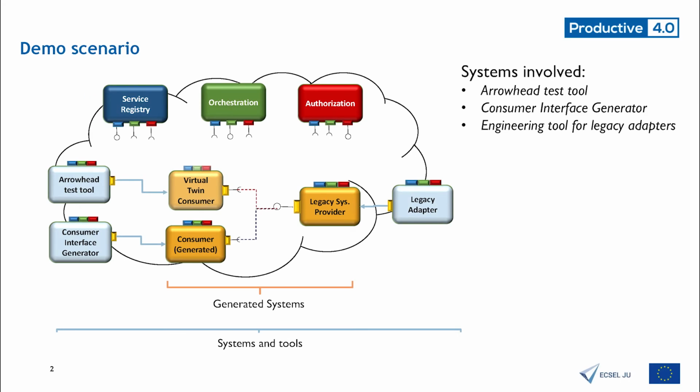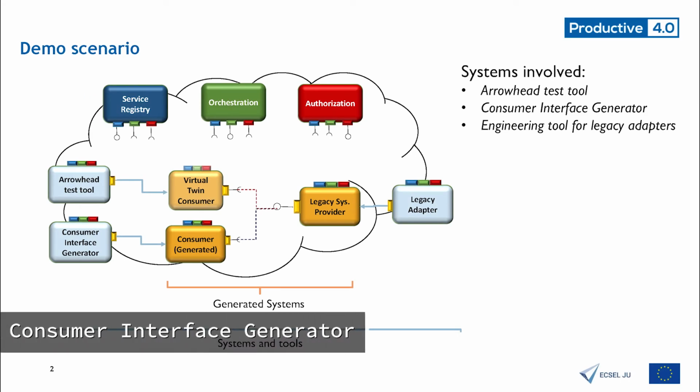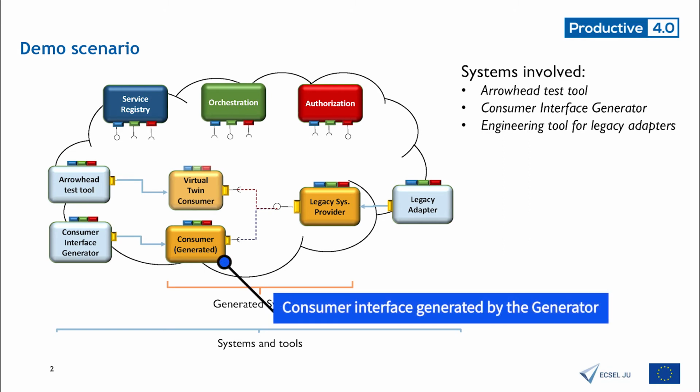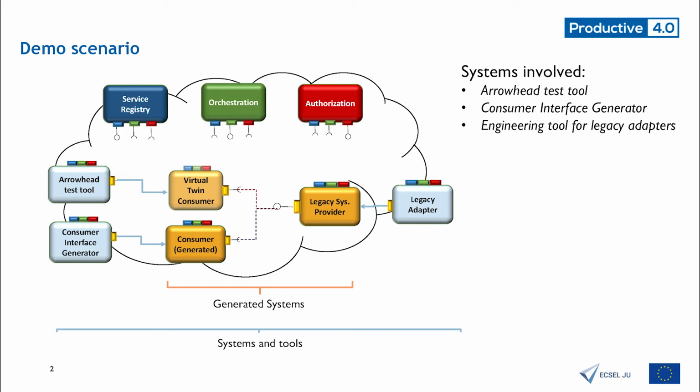Hi, I'm Cristina from LTU. I'm going to present the consumer generator system, a system designed to solve interoperability issues at runtime via the autonomous generation of consumer interfaces. It talks with the Arrowhead core system to get the necessary information. In this case, we are going to generate a consumer interface capable of consuming the service from the legacy system provider already presented. The input of the generator is the service contract description of the systems.